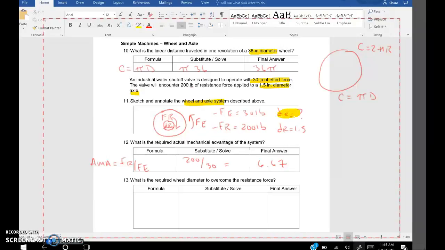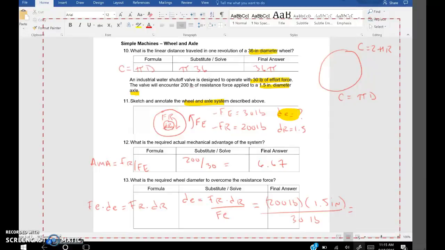The last problem asks, what is the required wheel diameter to overcome the resistance force? So the wheel diameter is going to be our DE, and that's what we need to solve for. So we can use our equilibrium equation to do that. Right? And all we need to do is rearrange it in order to solve for the DE. This is just basic algebra, right? And if we plug what we know in, we know the FR, which is 200 pounds. We know the DR, which is 1.5 inches. Okay, and we know our FE, which is 30 pounds.